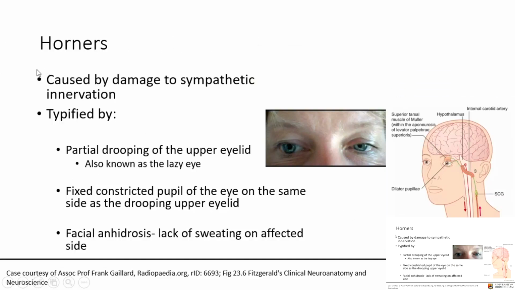In Horner's syndrome, we will find that this patient has partial ptosis of the upper eyelid. There is also a fixed constricted pupil. Which of these sides do you think is the affected: the left side of the patient or the right side of the patient?